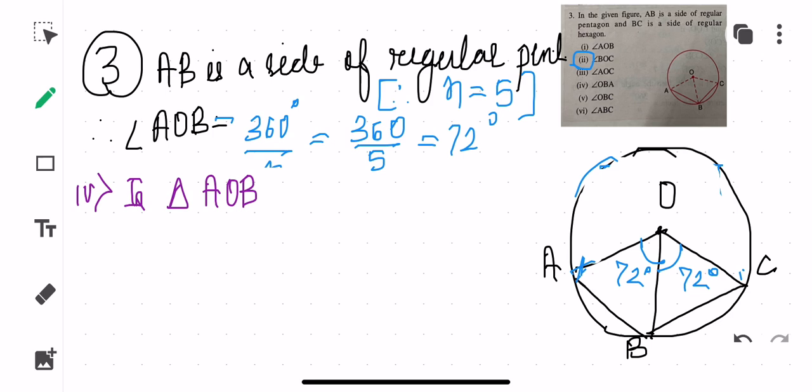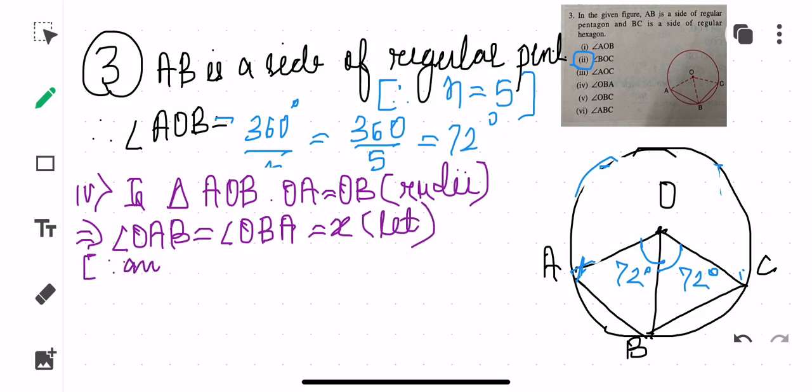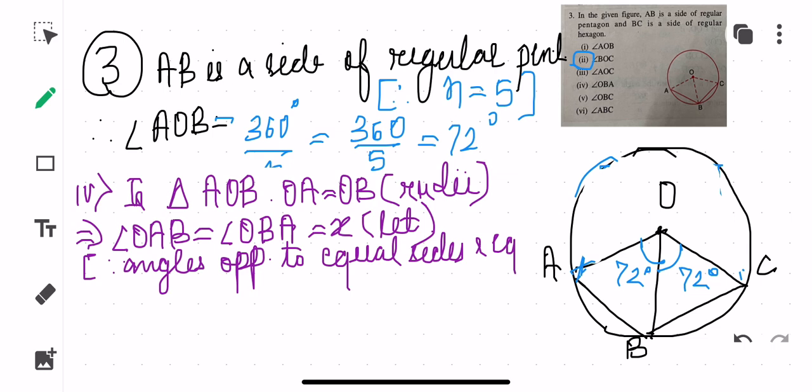Okay, so what you can see is that OA is equal to OB. If you remember, we have done this already. Why? Because each of them is a radius. So this will imply that angle OAB will be equal to angle OBA, which is equal to x. Why are they equal? Since angles opposite to equal sides are equal. So this is x, this is x.